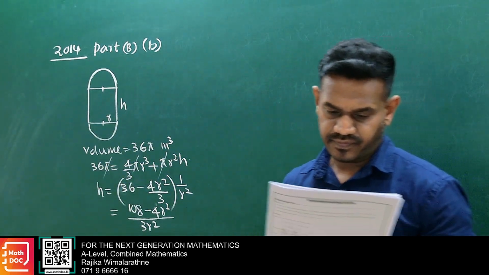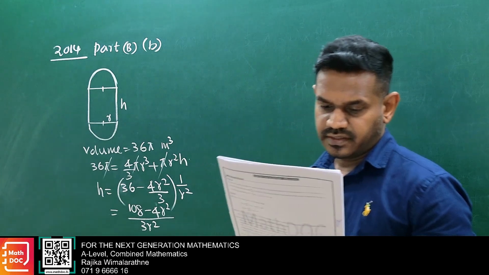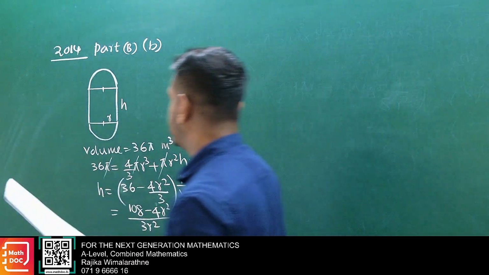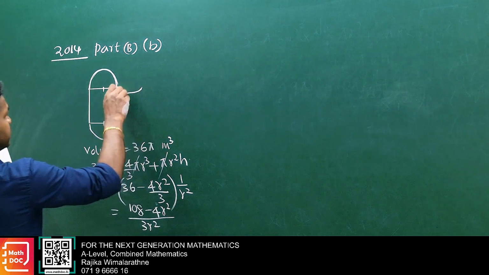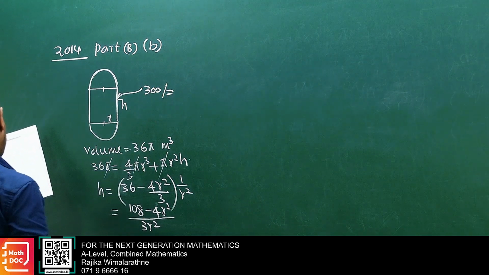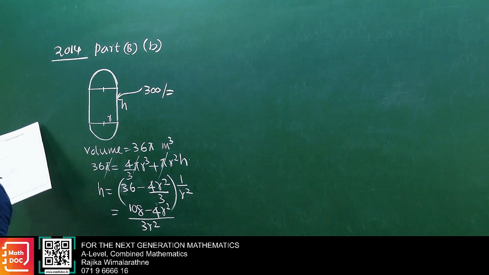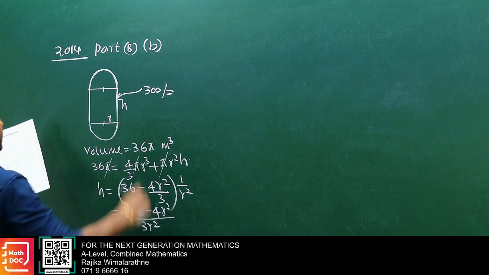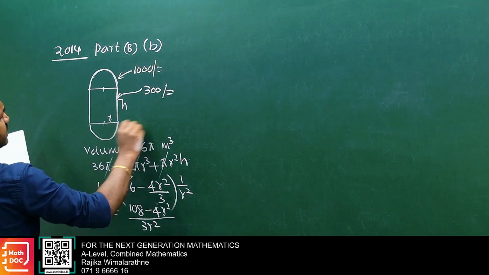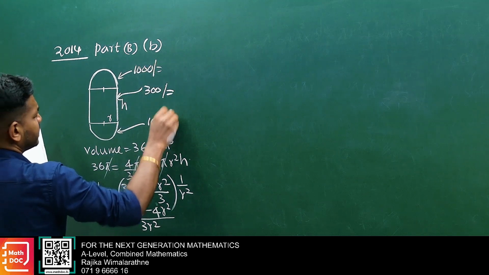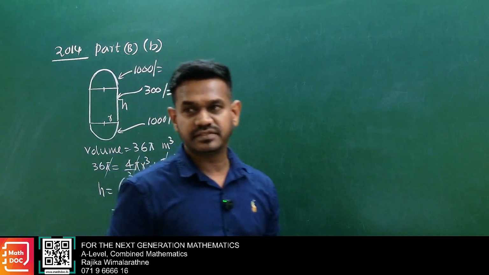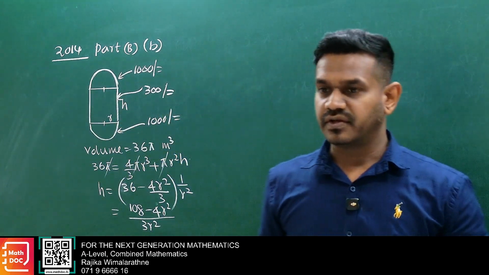Then the cost of material for the cylindrical surface is 300 rupees per square meter, and the hemispherical part is 1000 per square meter. That means the total cost depends on the area.